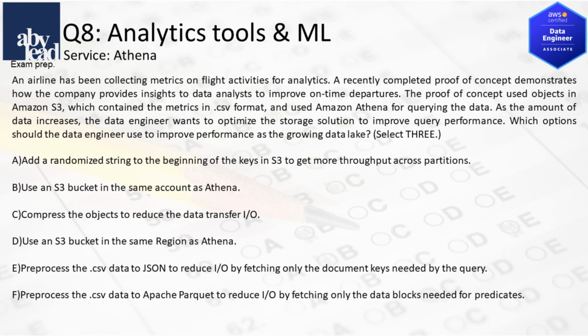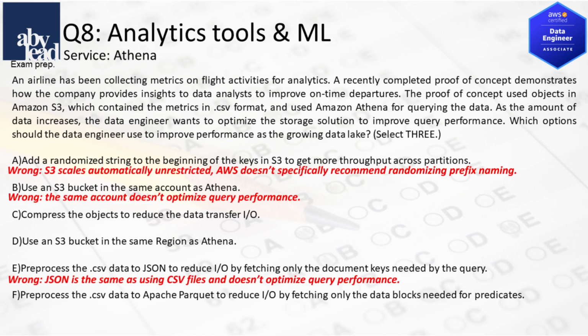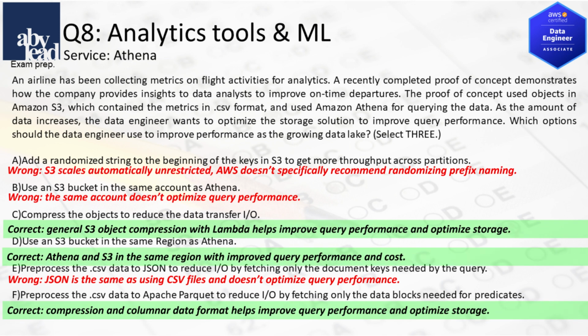Question 8. How do you optimize a growing S3 data lake storage and its Athena query performance? If you randomize S3 prefix, it doesn't improve S3's unlimited scalability. And locating resources in same account or changing from JSON to CSV format doesn't impact performance. To optimize query and storage, you locate Athena and S3 in the same region, you compress S3 objects, and you transform files into columnar formats.